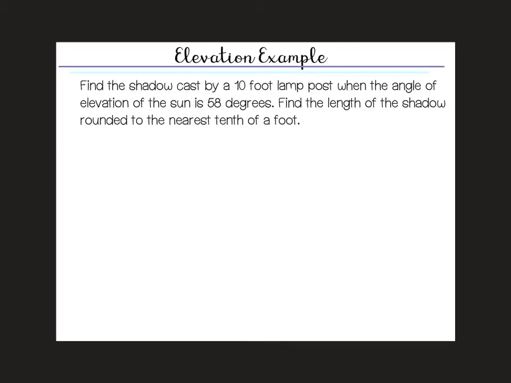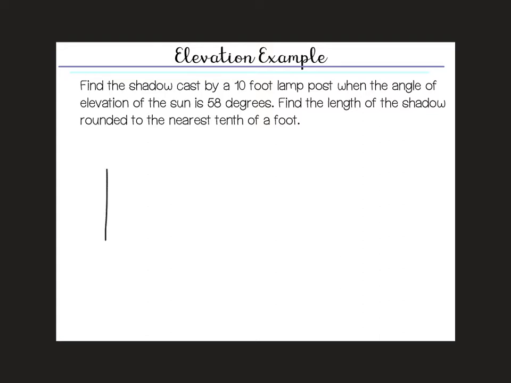The challenging part about these problems is going to be that you have to draw your own picture. So for the first one, I've told you this is elevation. At some point, you won't be told that, but it says find the shadow cast by a 10-foot lamppost when the angle of elevation of the sun is 58 degrees. Find the length of the shadow rounded to the nearest tenth of a foot.